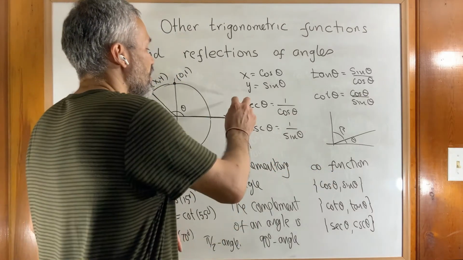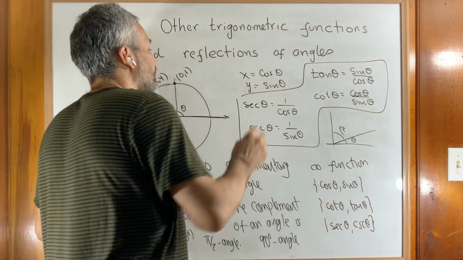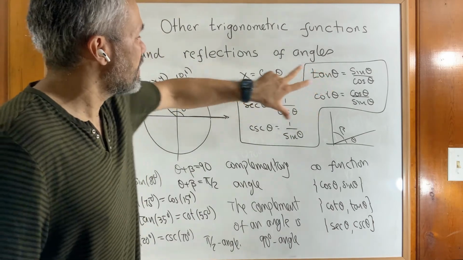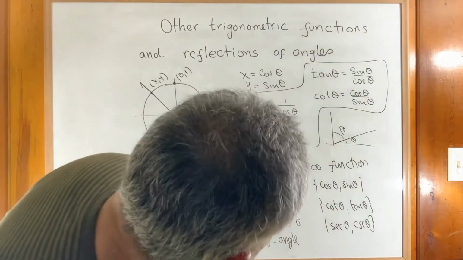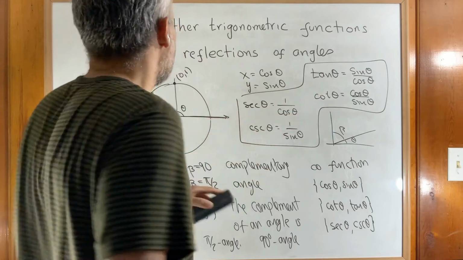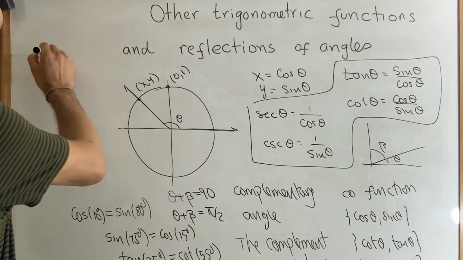These are the other 4 trigonometric functions that we can define, and then all together we have the 6 trigonometric functions. Let's do an example about how to compute tangent of an angle. Let's say tangent of 45 degrees.